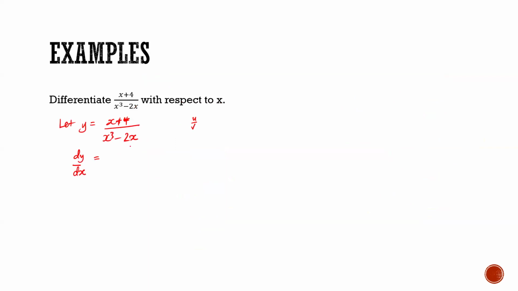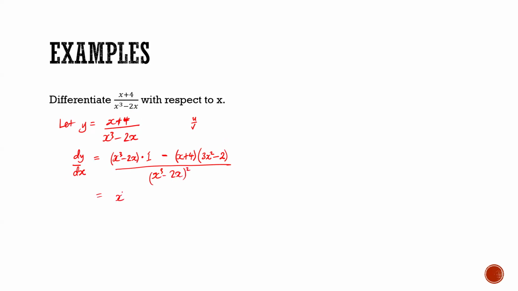So what's our v? Our v is x cubed minus 2x. So we'll have this as x cubed minus 2x times du dx. Du dx is the derivative of the numerator, and you can see the derivative of the numerator is 1, because when you differentiate x, you get 1. When you differentiate 4, which is a constant, you get 0. So minus u dv dx. So u times the derivative of the denominator, and you can see the derivative of the denominator is 3x squared minus 2. All this out of v squared, which is x cubed minus 2x all squared.